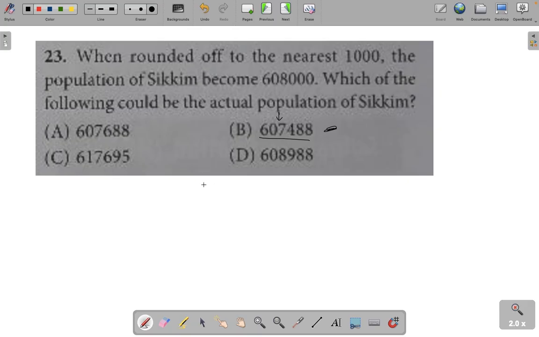Any doubts? This concludes the first chapter. I'm going to share some questions for you to solve. And then if you have any doubts on those questions, we can discuss. Otherwise, this concludes the first chapter. Any questions in general on this topic?